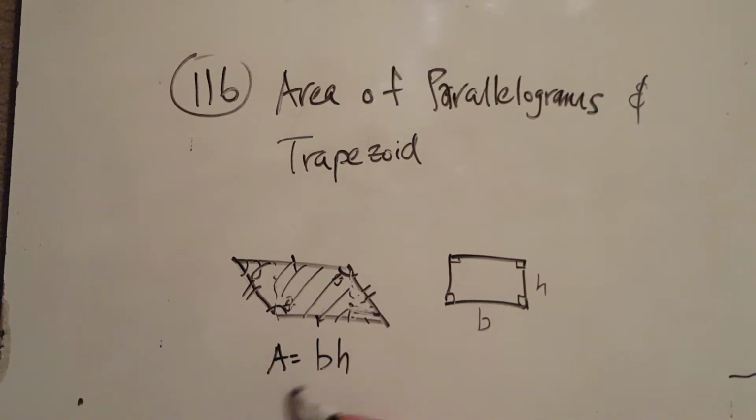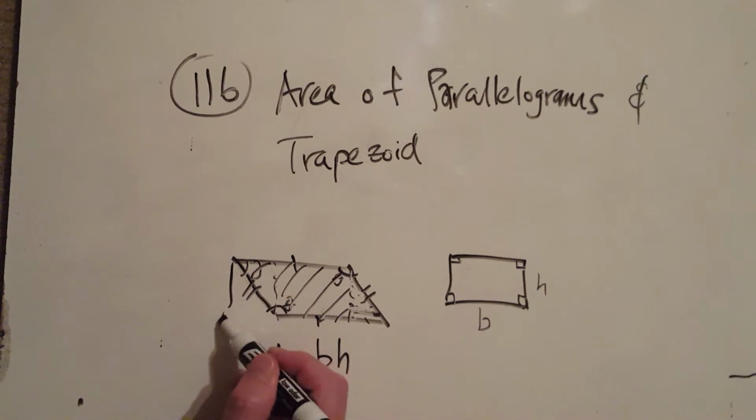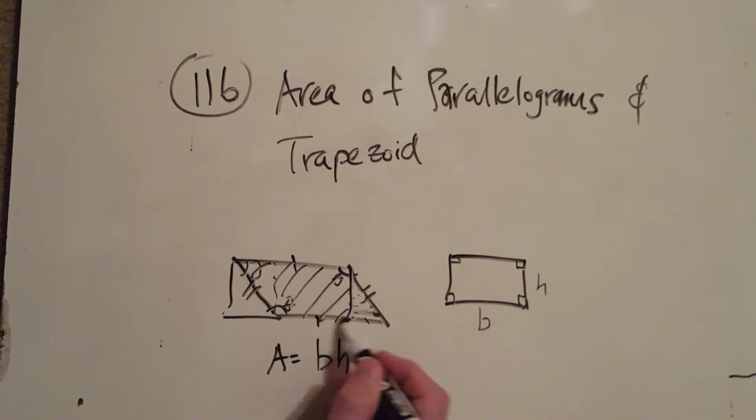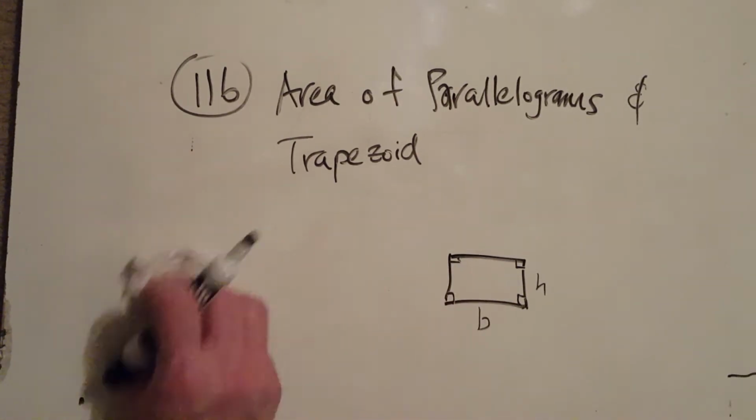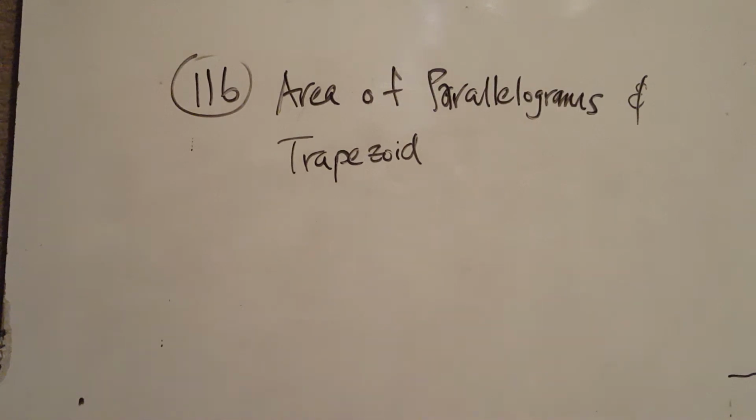Triangles, and it's going to end up giving you the same thing, right? Because this half triangle is going to come over here, and you could put it right there, and it would look like a rectangle, right? So you get the same area. So that's parallelograms. Now trapezoids are a little bit different, right?